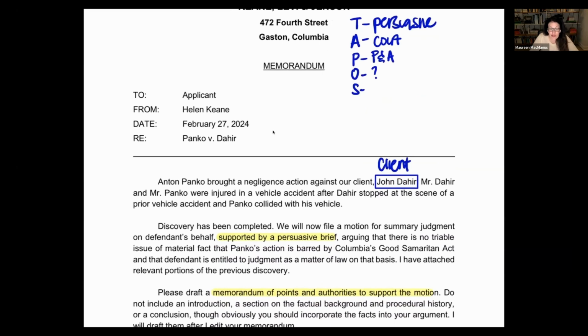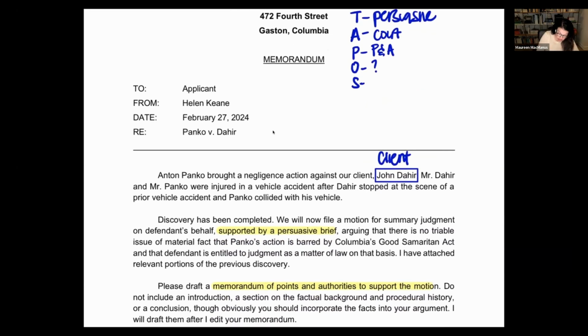I know that we're moving for a summary judgment and that we have to show that there is no triable issue of material fact and that the action is barred by Colombia's Good Samaritan Act. So whenever there's an MSJ, you want to incorporate that. So it's going to be what is required under Colombia's Good Samaritan Act. So I'm probably going to organize by the GSA, but I don't know what that really looks like yet.